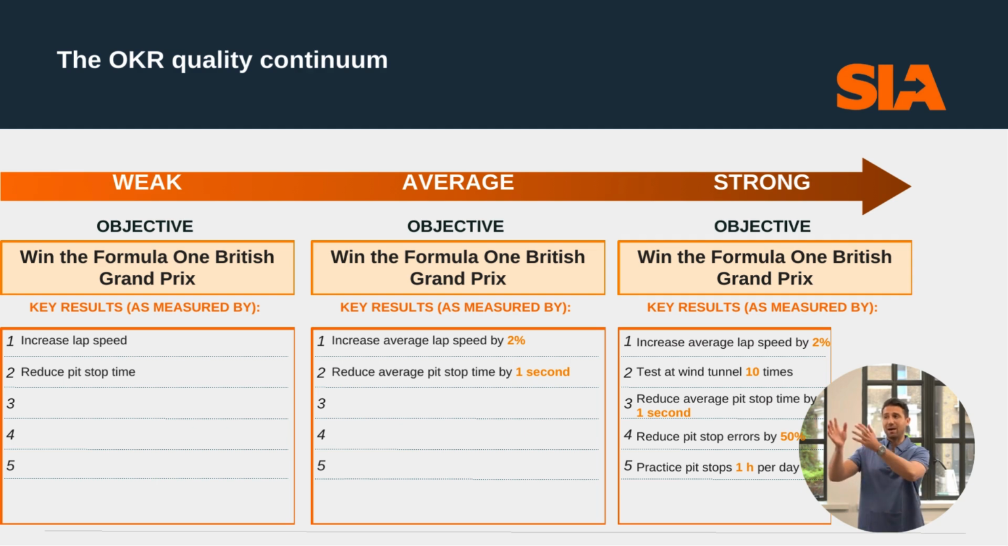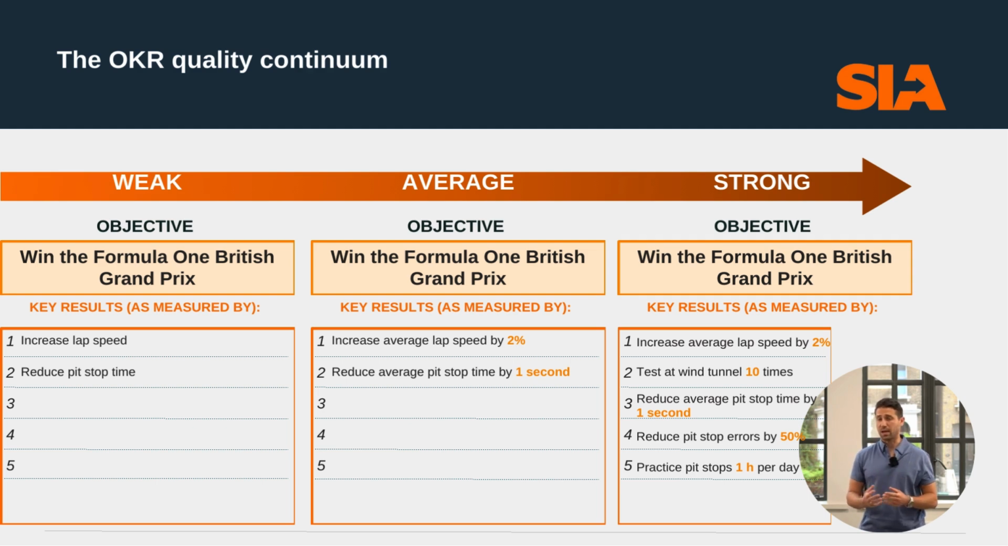Now let's look at an average construction of the OKR. Again, the objective remains the same, win the Formula One British Grand Prix, and now we have 2 key results. Increase average lap speed by 2% and reduce average pit stop time by 1 second. Okay, there's some decent information in there, but now let's look at a strong definition of objectives and key results.